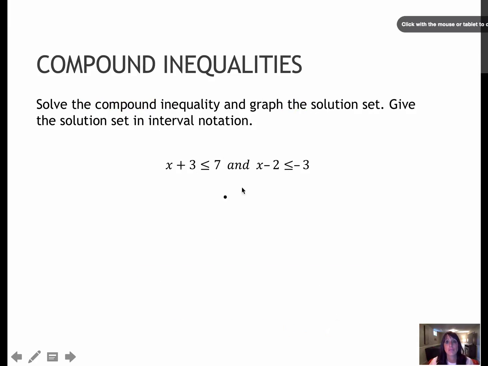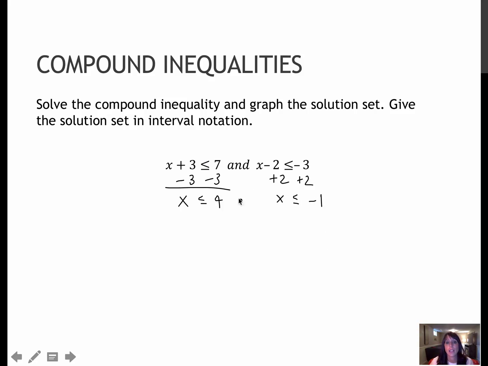So let's take a look at these. We're going to give the solution set in interval notation and graph. First thing I'm going to do is just solve as I normally would. x is less than or equal to 4, and x is less than or equal to -1. This is an and question. If you need to do your little thing off to the side to help you understand which would be shaded, it's probably a good idea to do so.